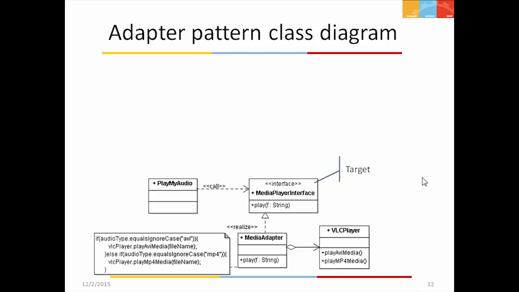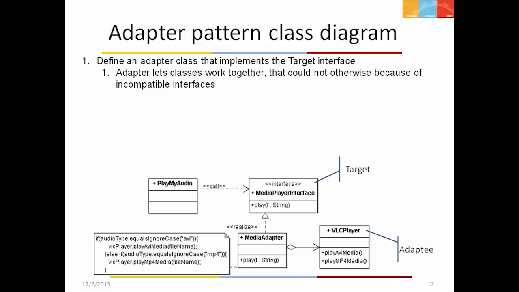It actually calls a VLC player appropriate method in response to the play request from the client. So there are some terminologies. For example, media player interface is called the target, and VLC player is the adaptee, and obviously media adapter is the actual adapter. So this adapter class actually implements the target interface.